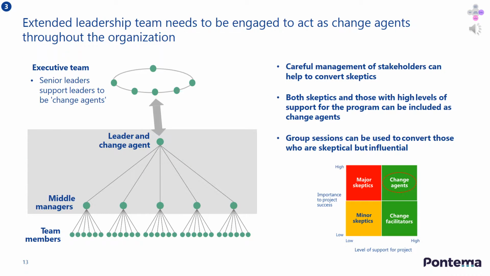The fourth and final element in a successful communication and engagement strategy is to pinpoint change agents in the wider organization. These are influential and respected individuals or groups found at various levels in the organization and can be powerful advocates for communicating change to middle managers and their direct reports.